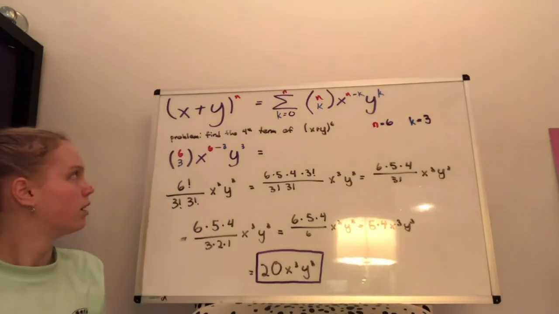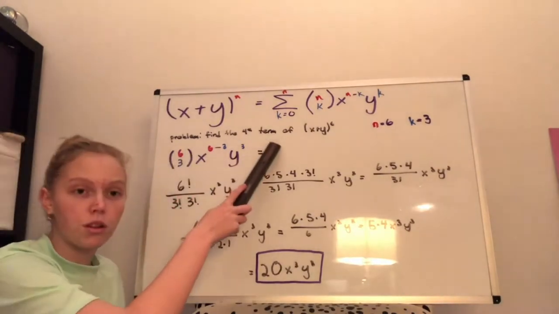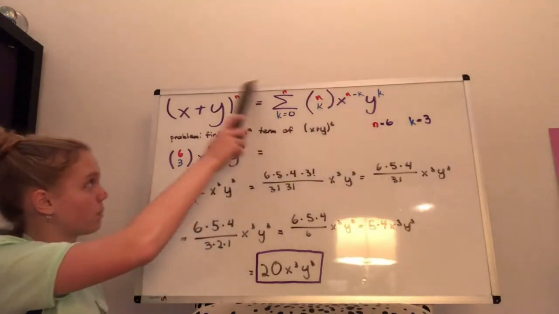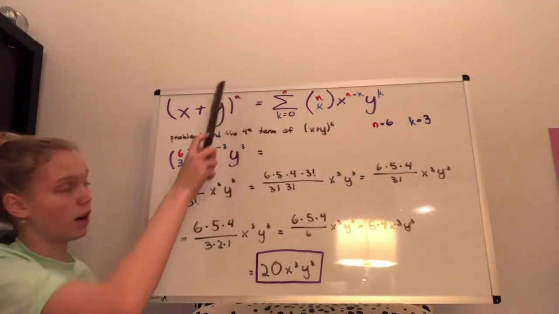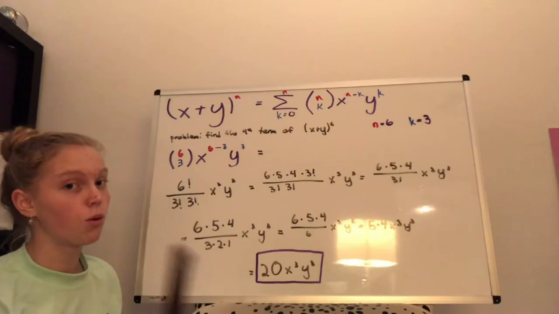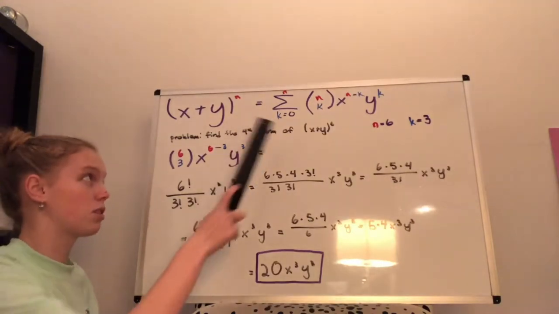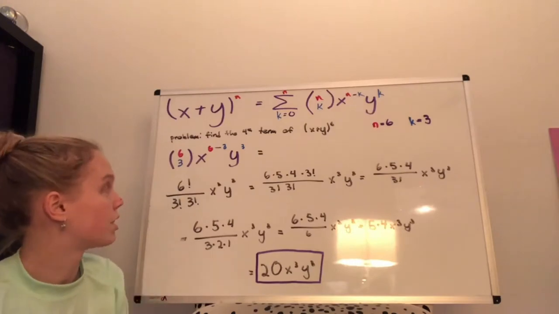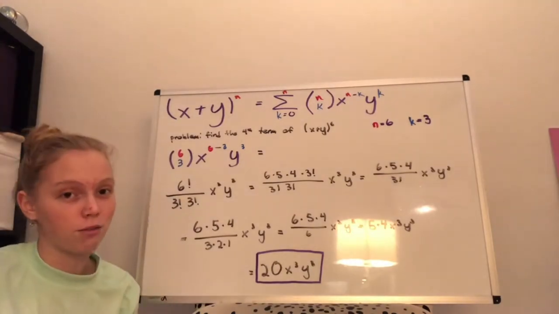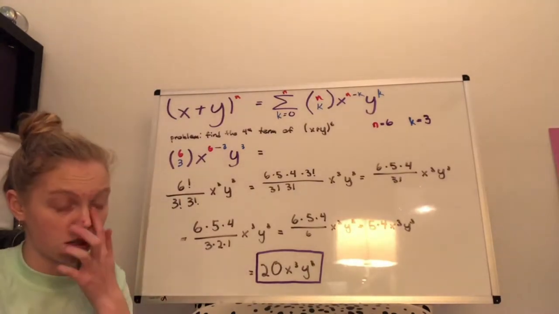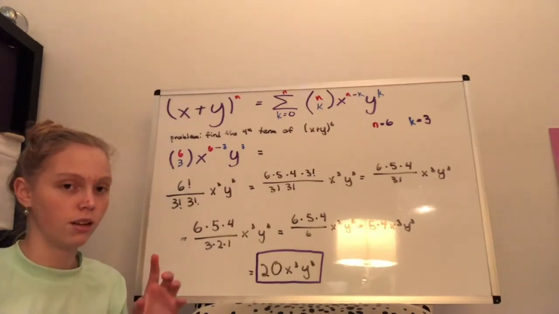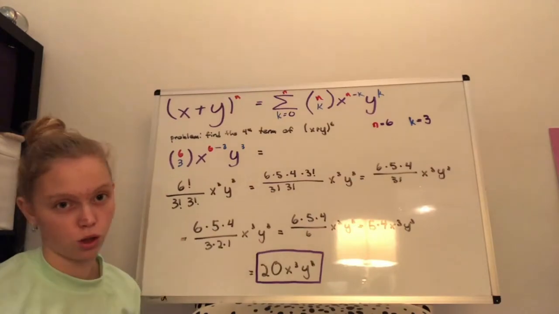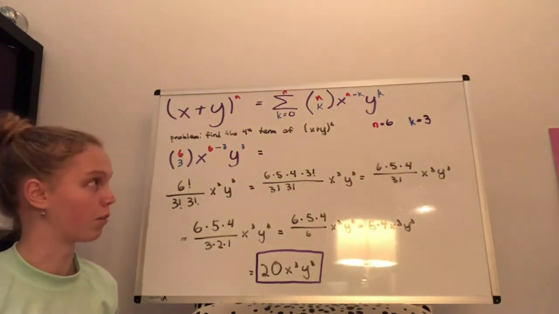Now, our problem is to find the 4th term of x plus y to the 6th power. Now, n equals 6 because we're raising x and y to the 6th power. And if we wanted to find the entire expansion, we would use the sum notation and find every term from k equals 0 to 6. But we don't have to do that, right? We only want the 4th term. So we take k equals 3, because remember, k equals 0 is the first term, so k equals 3 will be the 4th term.